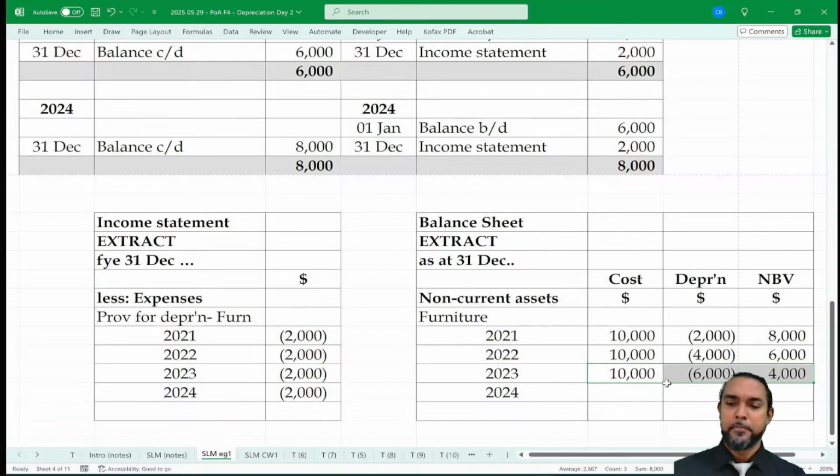Right, and in the final year, we have 10,000, and the total for depreciation at the end of the fourth year is 8,000. And of course, 10 minus 8 is 2,000.